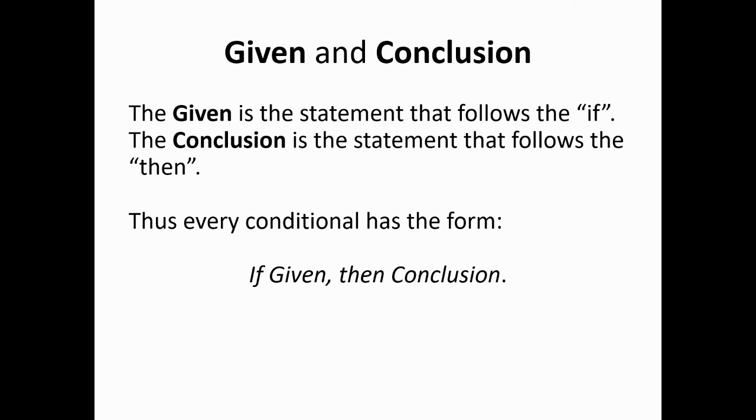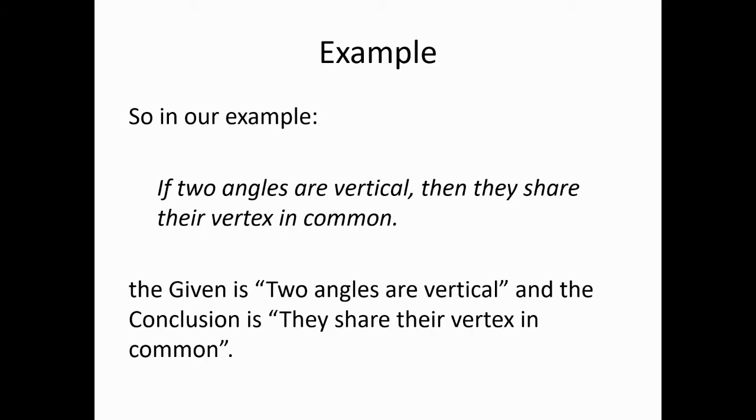Now we have a little bit of language here that will be extremely important when we get to proof. The language is given and conclusion. Those are the two terms. The given is that substatement that follows the if, and the conclusion is that substatement that follows the then. So every conditional has the form if, given, then conclusion. If we go back to our example, if two angles are vertical, then they share their vertex in common, the given, what comes after the if, is two angles are vertical, and the conclusion is they share their vertex in common.